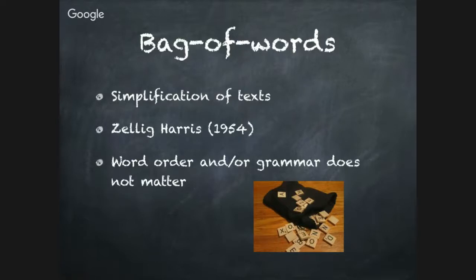Because the meaning itself, or some of the meaning itself, is in the word as a carrier and in the context, which means the other words that are around those words. But it's not really necessary that one word is a direct neighbor of the other word. Sometimes for other analysis that is necessary, but for the bag of words it doesn't matter. So grammar, word order, and so on don't matter.